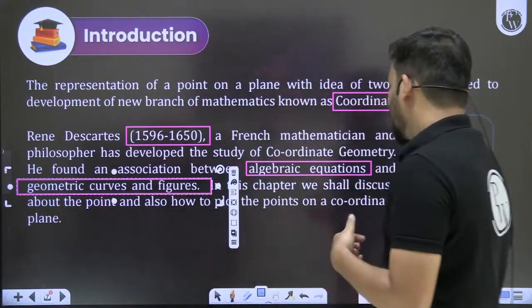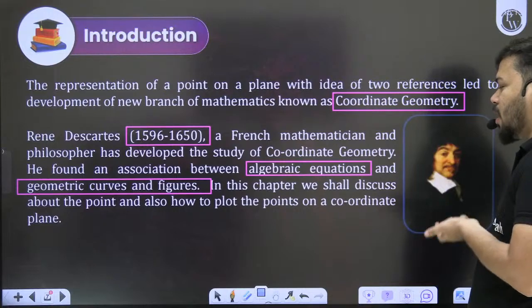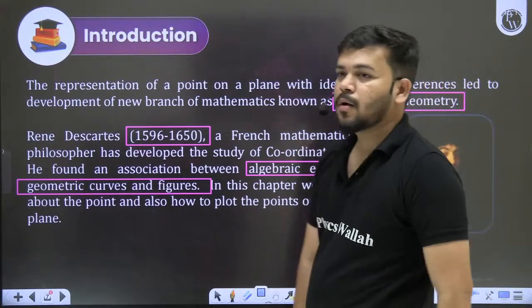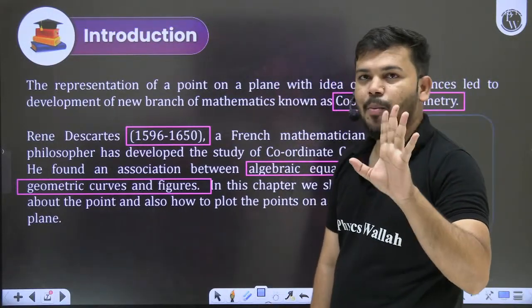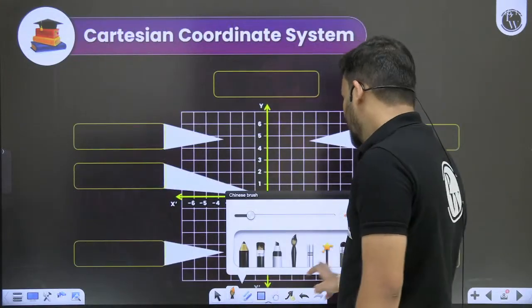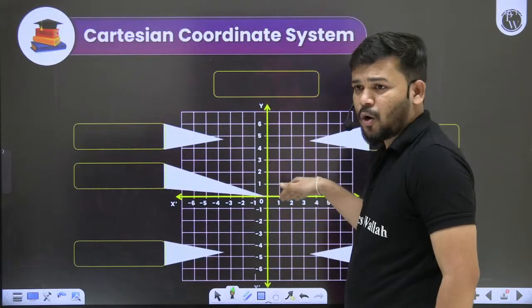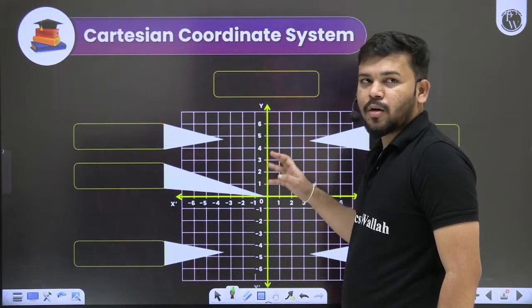Right? In this chapter we shall discuss the word point, and how to plot a point on the coordinate plane. So we require two distances, that is the point you need to understand here. From this you can see there is a vertical line. Whatever the vertical number line is, two lines are required now. Now you understood, right?